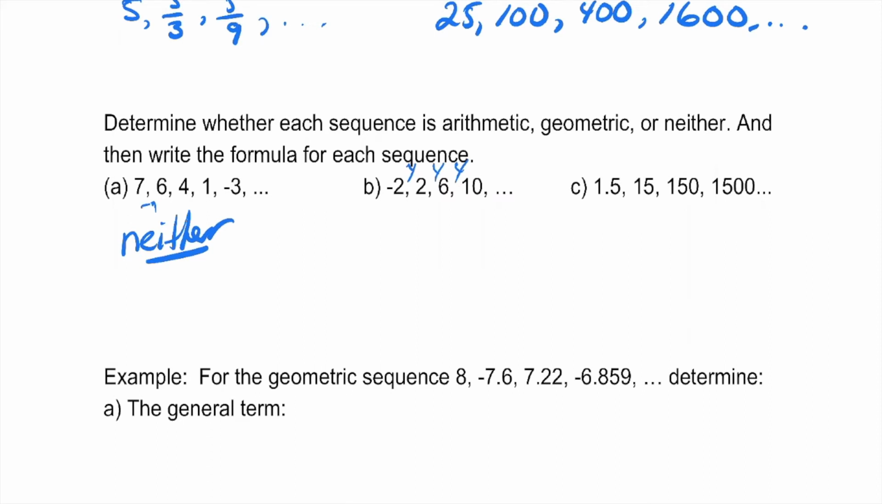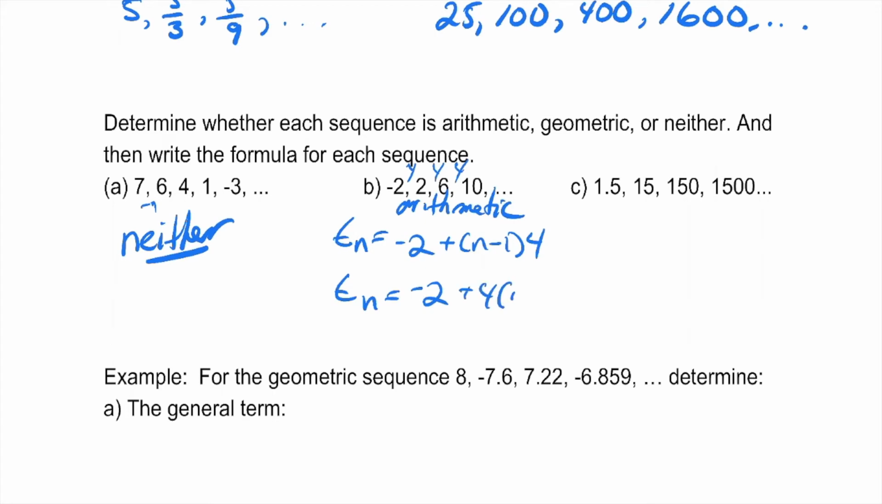So here we're going to write out the general term as an arithmetic sequence. So the general term is going to be, again, negative 2 plus n minus 1 times d. So the common difference here is 4. And let me just rewrite that a little bit cleaner. So negative 4 plus 4 times n minus 1. If you want to expand this out to be simplified, you can as well.